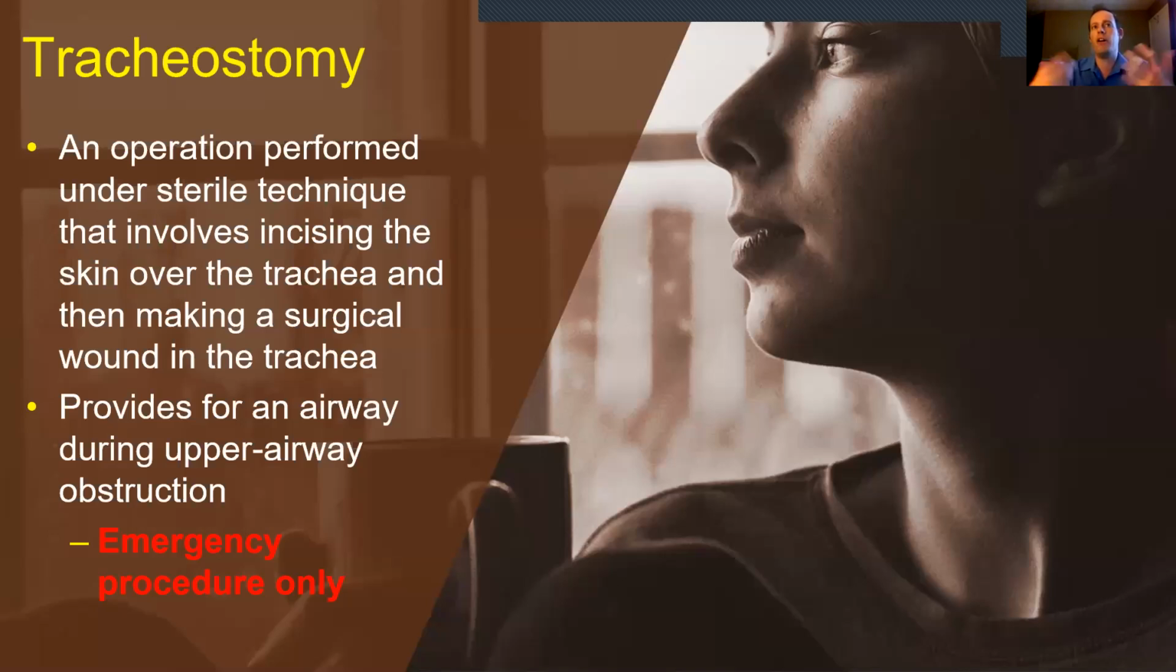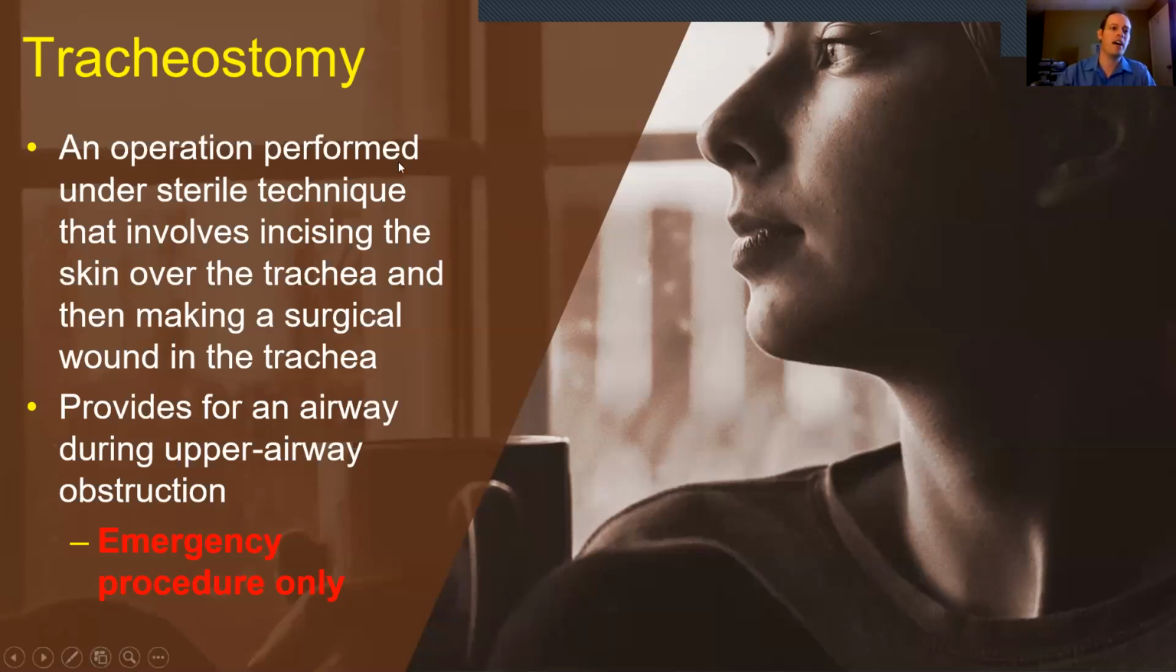So now we're going to talk about a few different procedures some people have had done, where when it comes to applying these procedures on these patients, they're going to practice aseptic technique, but when we're dealing with these patients, we ourselves should also practice aseptic technique. The first one we're going to talk about is what's called a tracheostomy.